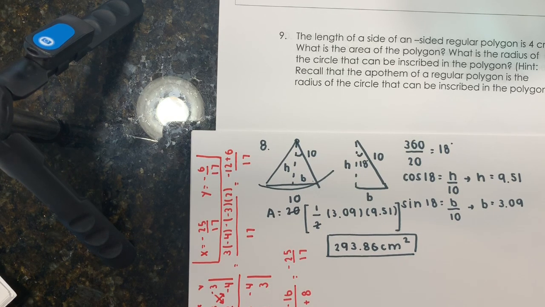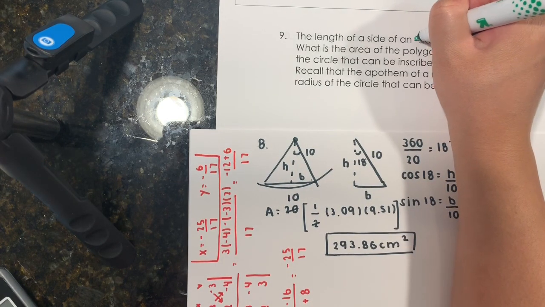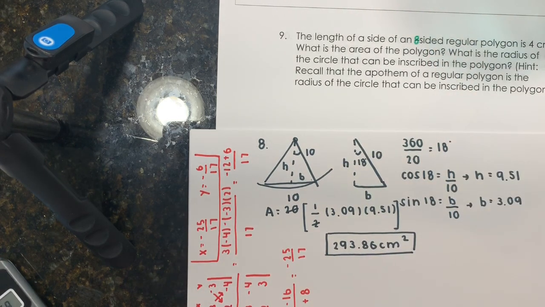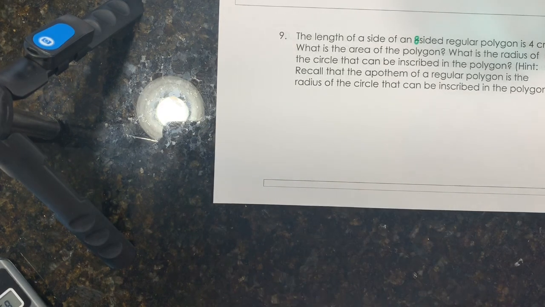Number 9, we have the length of a side of a blank side, of an 8-sided regular polygon is 4 centimeters. So this should be 8-sided, is 4 centimeters. What is the area of the polygon? What is the radius of the circle that can be inscribed in the polygon? Hint, recall that the apothem of a regular polygon is the radius of the circle that can be inscribed in.